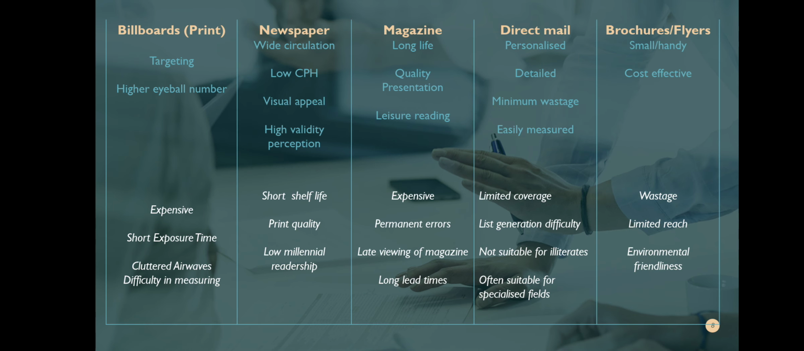With a billboard, I put into bracket print because in today's world, not all billboards are print billboards. Some are even electronic. So that's also another example of how the definitions have become fluid. Previously, billboard was strictly under print, but today it can also be put under electronic. So one advantage of billboards is the targeting that it offers.